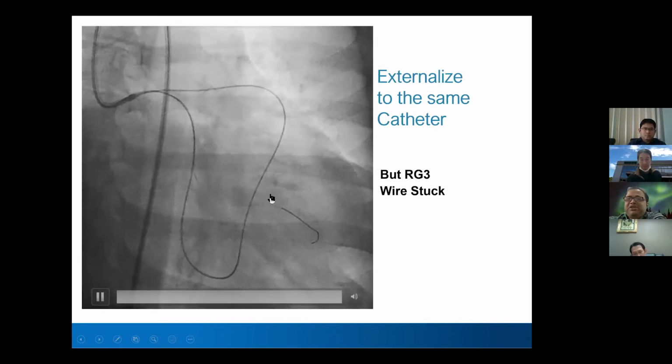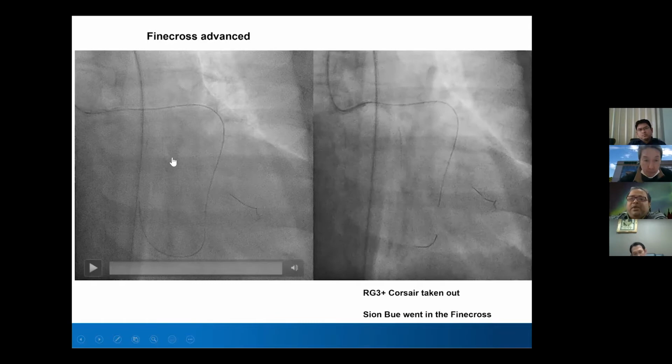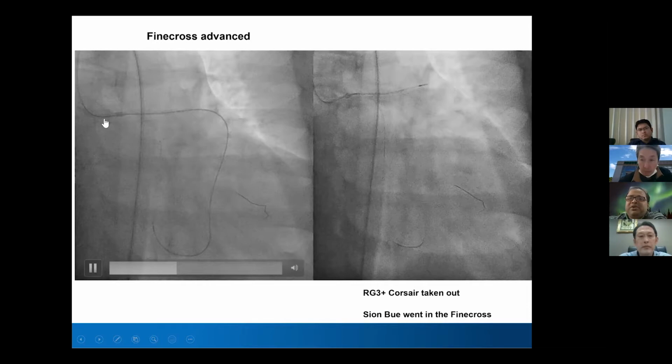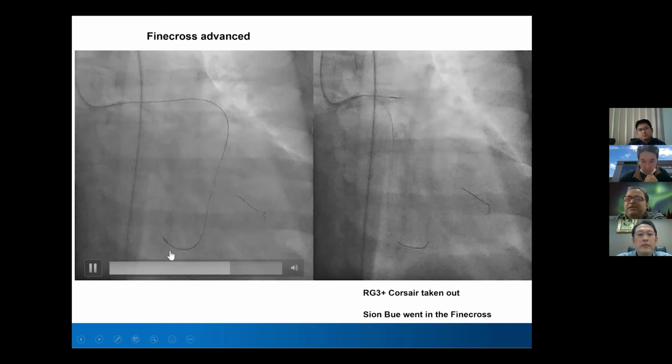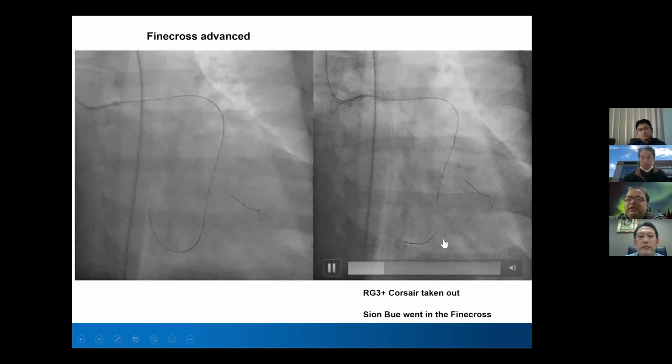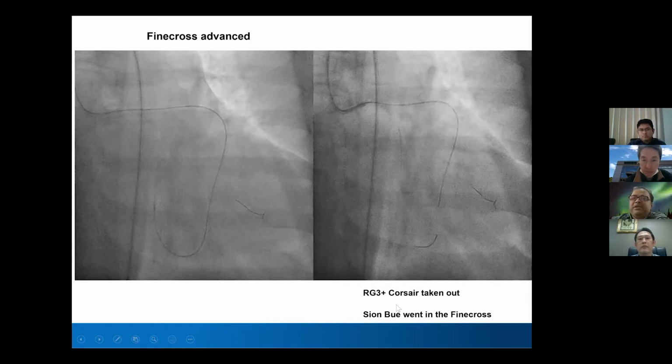So we brought in a Finecross catheter, and here you can see the microcatheter Finecross. We managed to get the RG3 into the Finecross system, and we managed to push the Finecross catheter down. As we did that, we crossed the CTO lesion, then we pulled out the RG3. So in essence, I converted this into an antegrade system again. Then we brought in a soft wire, Sion Blue, into the Finecross, and we crossed the lesion. So we proceeded to do the case as though we would do an antegrade CTO.